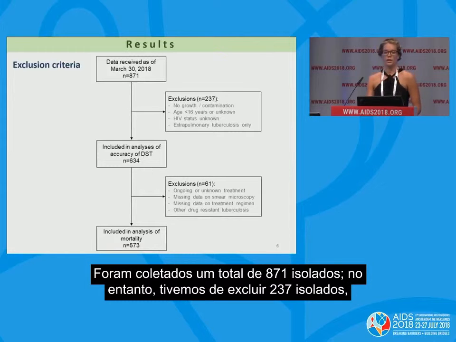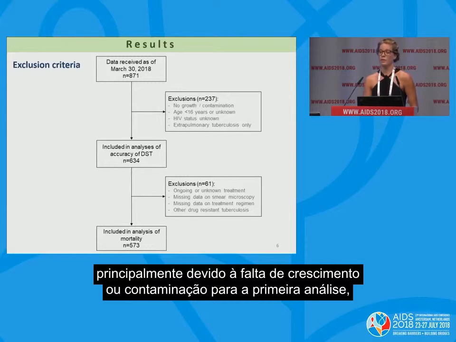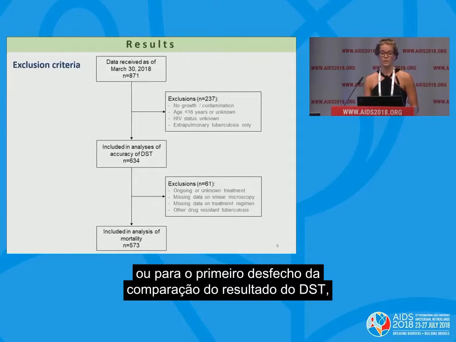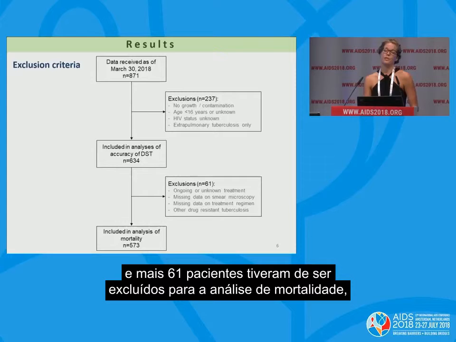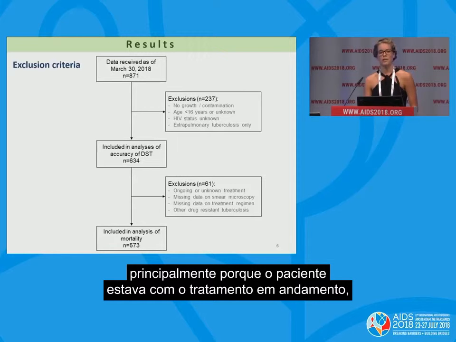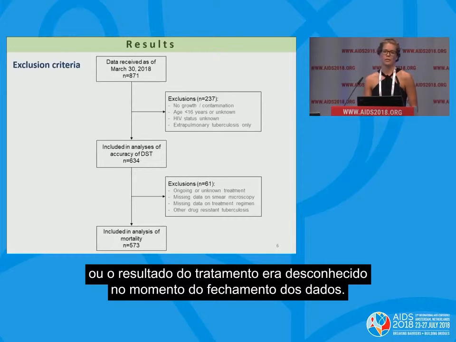We collected a total of 871 isolates. However, we had to exclude 237 isolates, mainly due to no growth or contamination, for the first analysis, the comparison of the DST results, and a further 61 patients had to be excluded for the mortality analysis, mainly because the patient was still on treatment or the treatment outcome was unknown at the time of data closure.